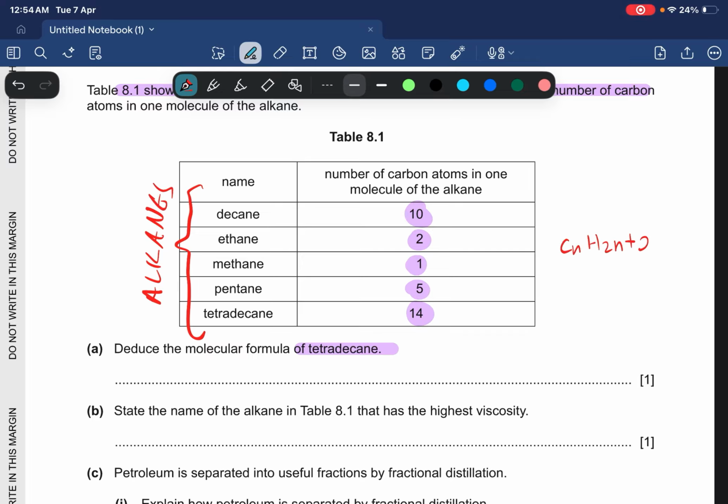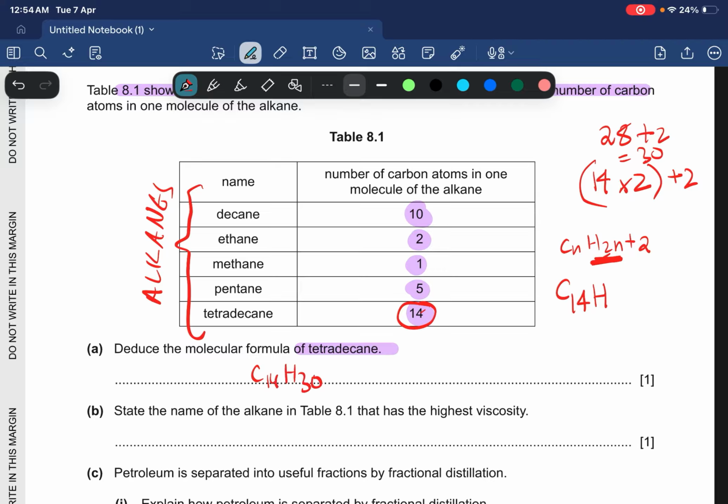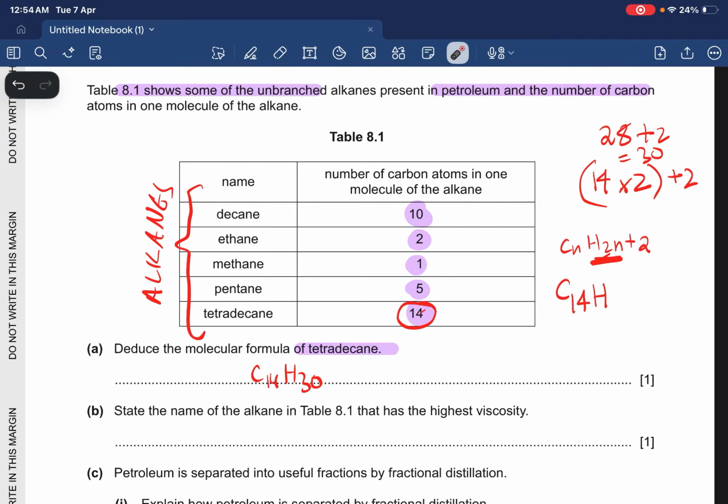CnH2n+2. Cn means C14 because tetradecane has 14 carbons. H2n+2, that means 14 times 2, 2n, n was 14, plus 2. 14 times 2 is 28, right? Plus 2 means 30. So C14H30. Isn't that cool? C14H30. You can deduce the formula of any alkane if you know the number of carbon atoms, if you know the value of n, okay?